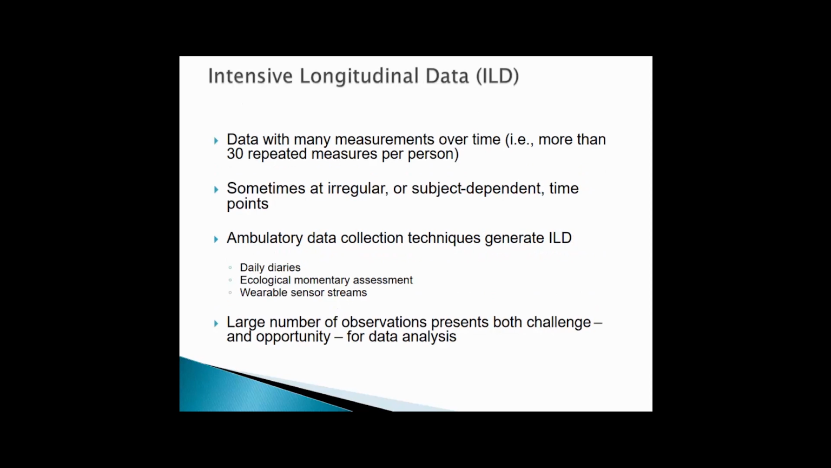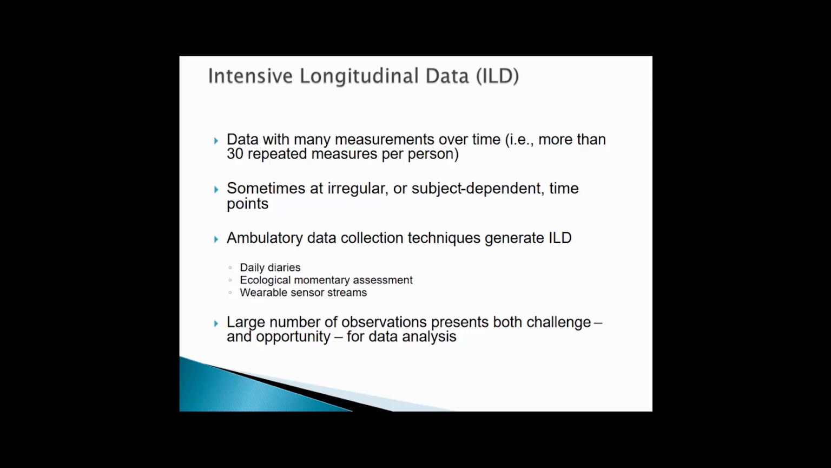So first of all, let's talk about defining what intensive longitudinal data are. There's no real hard and fast rule for what actually makes longitudinal data intensive. One rule of thumb that's been offered is data with many measurements over time, more than usual, and perhaps a good rule of thumb would be more than 30 or so repeated measures per person. Typically in a panel data set where we follow people over years, we might have 5 to 10 perhaps, if we're going really intensive, observations per person. But an intensive longitudinal data set has substantially more than that.